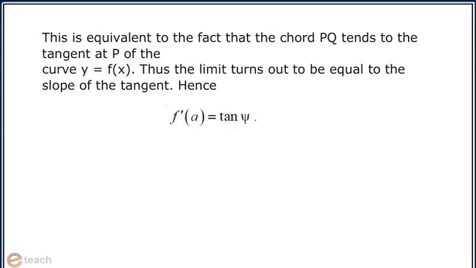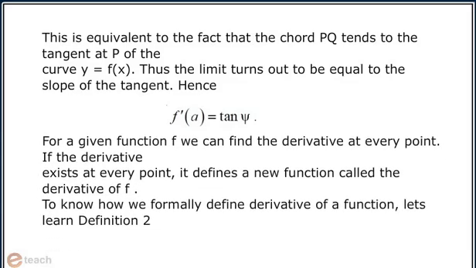For a given function f, we can find the derivative at every point. If the derivative exists at every point, it defines a new function called the derivative of f. To know how we normally define the derivative of a function, let's learn definition 2.